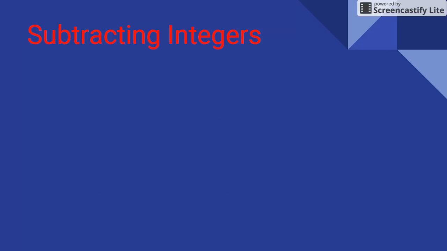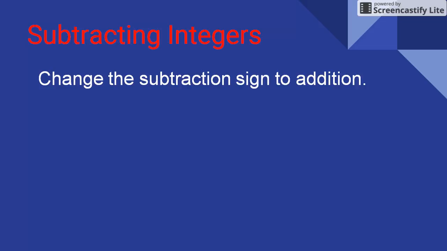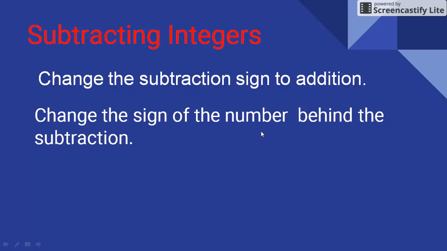For subtracting integers, it's a little more involved. First of all, you have to change the subtraction sign to addition sign. And also you have to change the sign of the number behind the subtraction. For example, 5 minus negative 3. You have to change this subtraction sign to addition sign. It's a negative number, you have to change this to a positive number. So it's going to be 5 plus positive 3. The answer is positive 8.